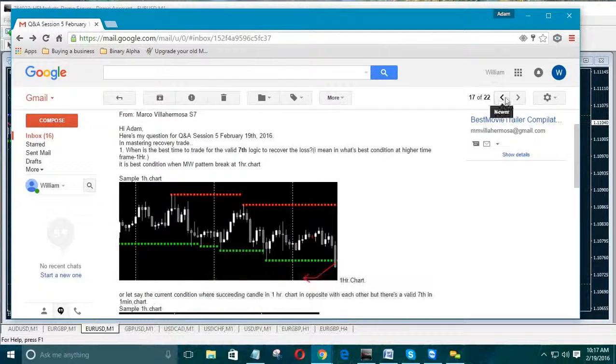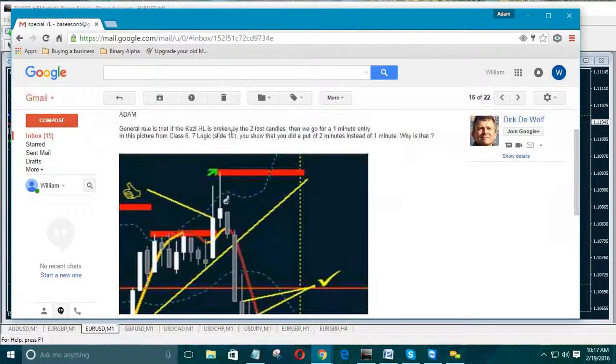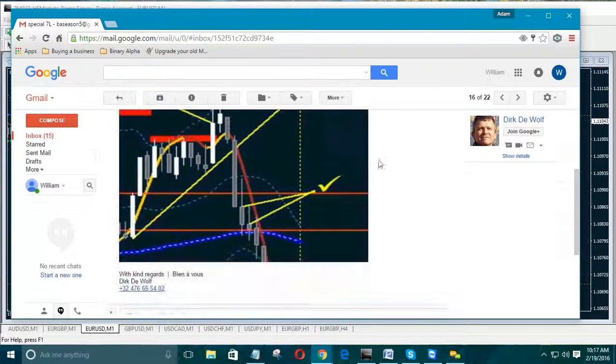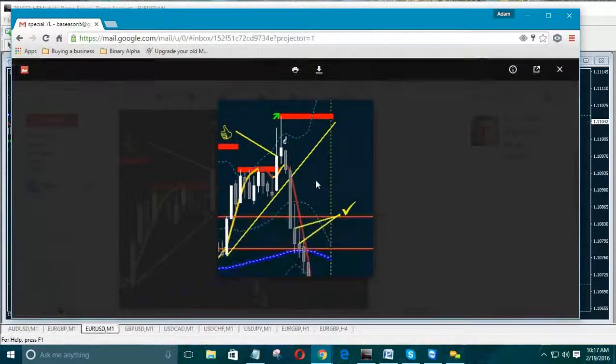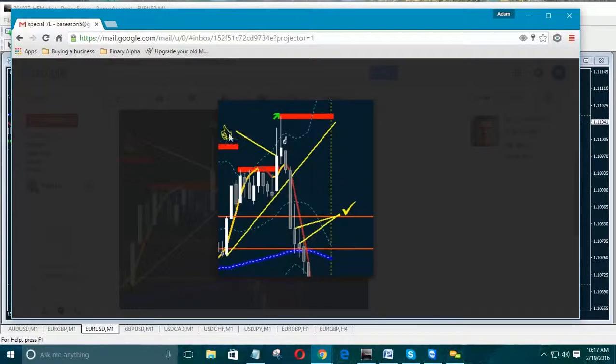All right, so let's move on to our next question here. Dirk says, Adam, general rule is that if the Kazi high-low is broken by the two lost candles, then we go for a 1 minute put entry. And this picture, yeah, again, remember, there are variations to seventh logic. Not all seventh logics are created equally. Not all seventh logics are the same. That's why it takes so much time to learn all these. I said that this is a very special type of seventh logic.